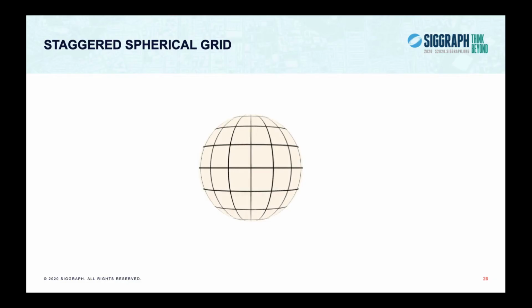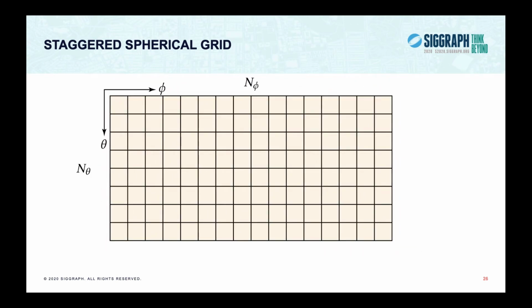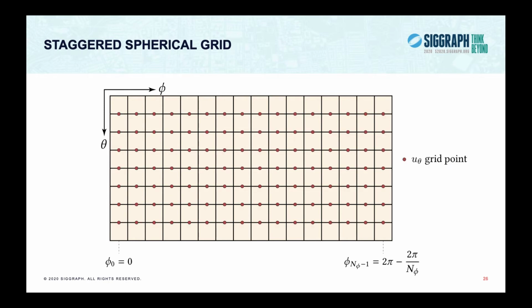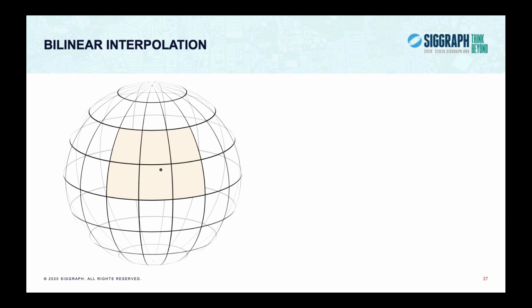We discretize the spherical domain with a staggered grid, where velocities and scalar quantities are stored at different locations. More specifically, the u component in theta direction is sampled at the centers of the horizontal cell faces. The u component in phi direction is sampled at the centers of the vertical cell faces, and the scalar quantities such as thickness and surfactant concentration are sampled at cell centers. If we are interested in values that are not located at any grid point, they are bilinearly interpolated from nearby grid points for scalars, U theta or U phi.